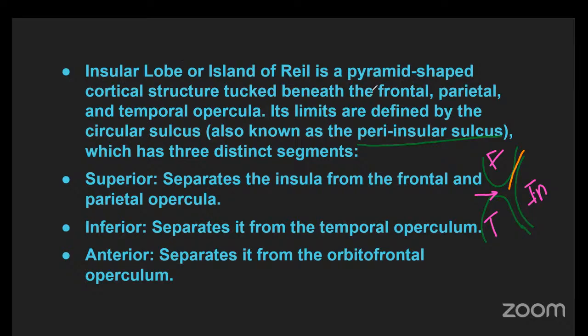So this is the superior portion, and let me change the color. This here is the inferior portion. So understandably, the superior portion is separating the insula from the frontal and the parietal opercula. The inferior portion is separating it from the temporal opercula. We have covered this thoroughly in the Sylvian fissure. Then anteriorly, there is a small portion of circular sulcus which separates from the orbitofrontal operculum. We are going to look at it in the images ahead. Am I clear on all of it?